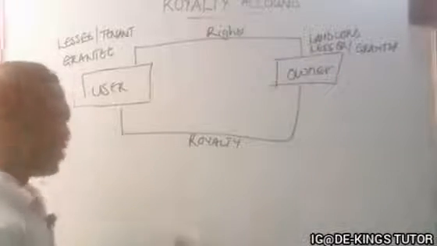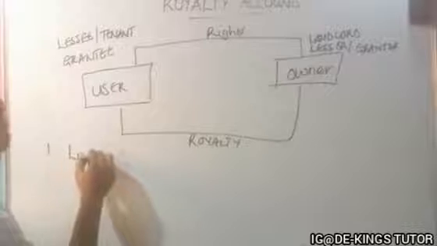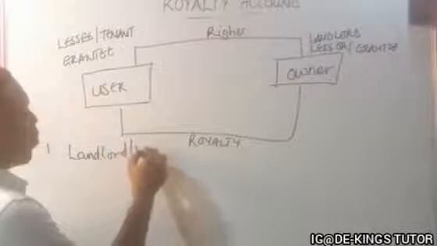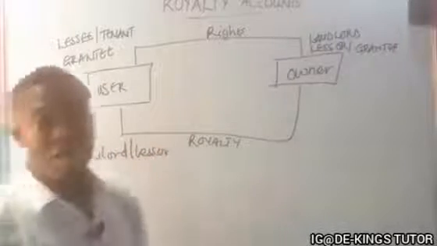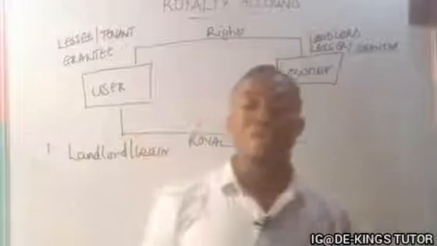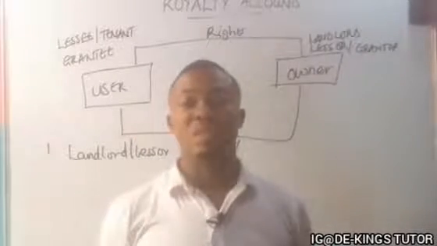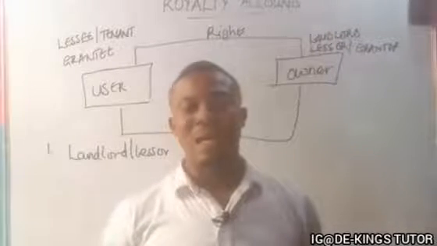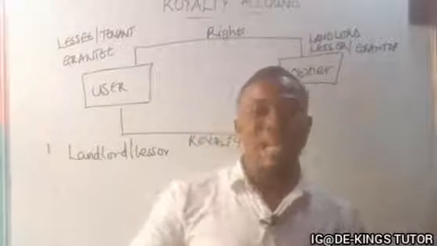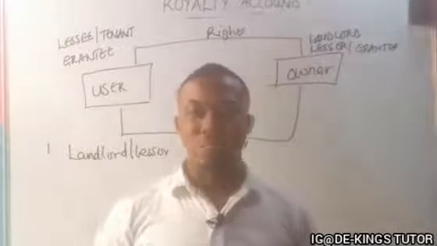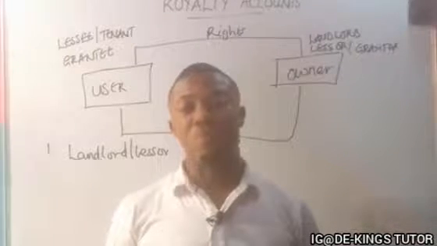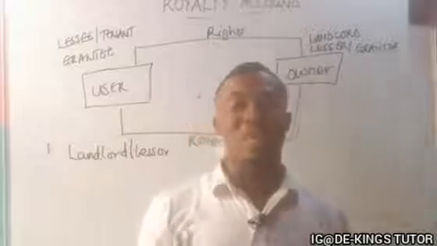Now, some of the terms that are important. One, who is a landlord? The landlord, lessor, or grantor is the owner of that right, the owner of the property, the inventor of that invention. He is the owner legally bestowed with the right, and is the one entitled to the royalty. So, in case you hear landlord, you know what it means.